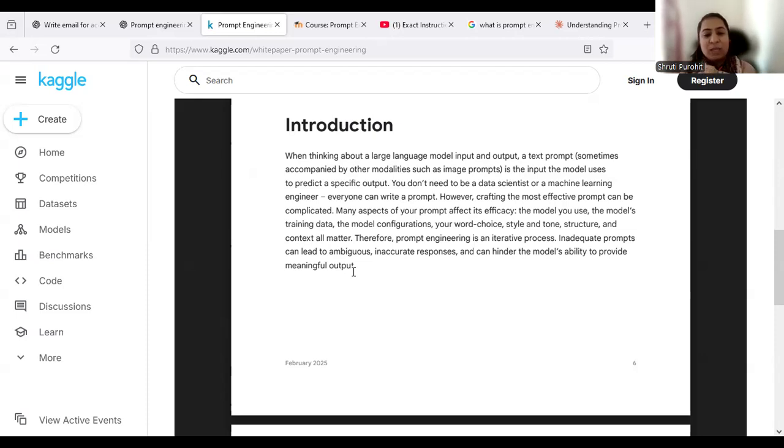Many aspects of your prompt affect its efficiency. There are many aspects that will change the output of your prompt. First, the model you use and the model's training data, on which data the model has been trained. We will also understand how exactly an LLM works, how the companies provide the data, and how it gets trained.